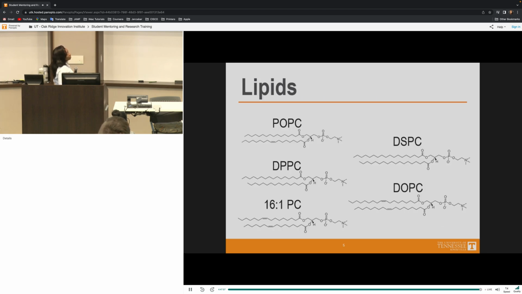Going over to our lipids, I will be explaining what these lipids are, why they are different, and why we are using them. As you can see, for POPC, we are using it because it is a common lipid. For the other 4, we are using those because they have a PC head group and have chain variations of POPC.